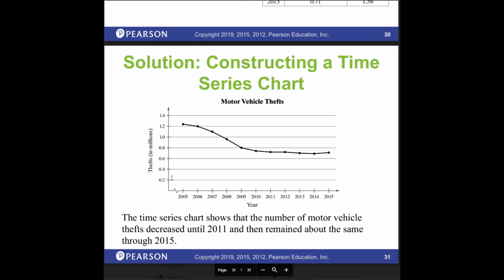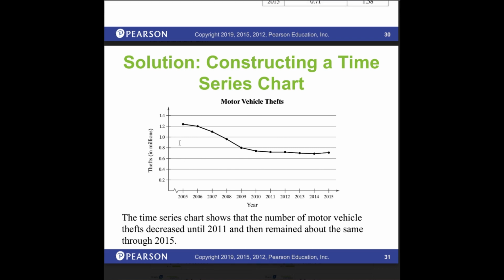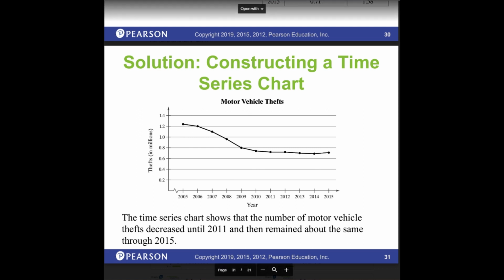As you can see, the time series shows that the number of motor vehicle thefts decreased until 2011 and then remained about the same through 2015. So you can see the peak was in 2005, and it slowly decreased and then stabilized at a normal rate. So this concludes lesson 2.2.